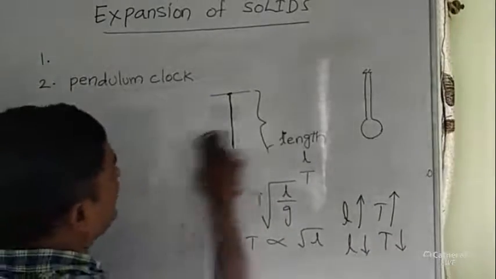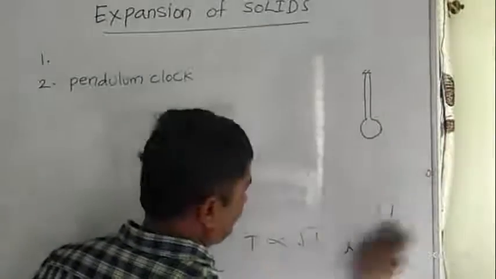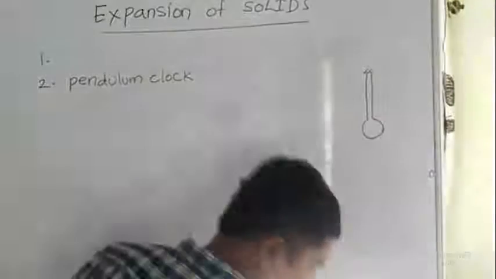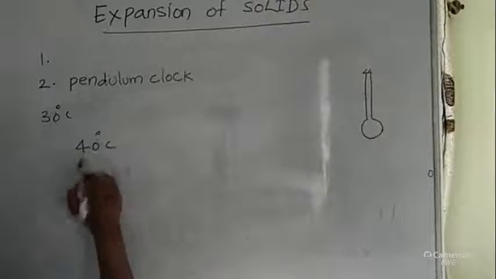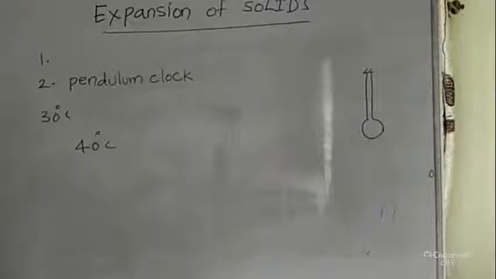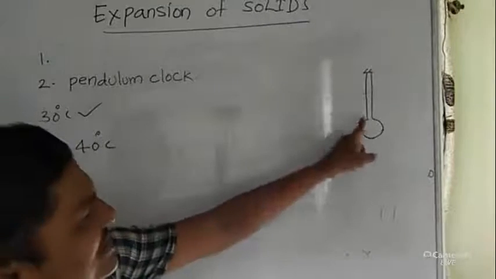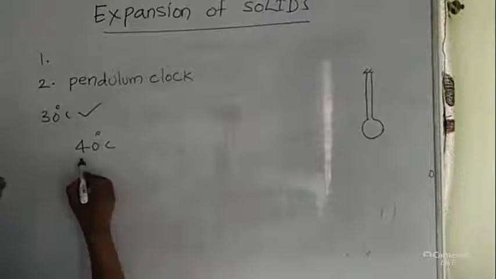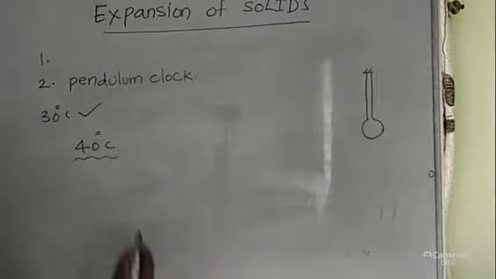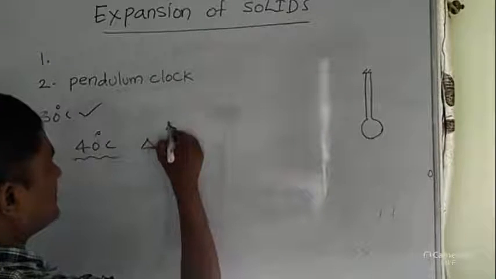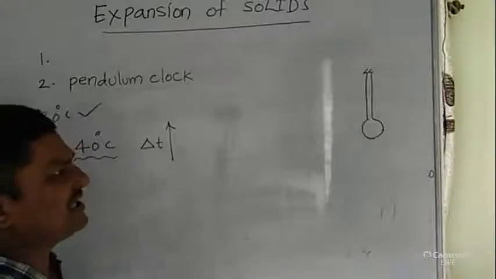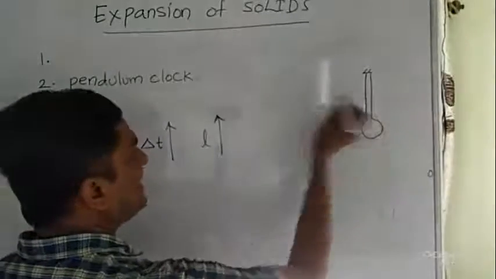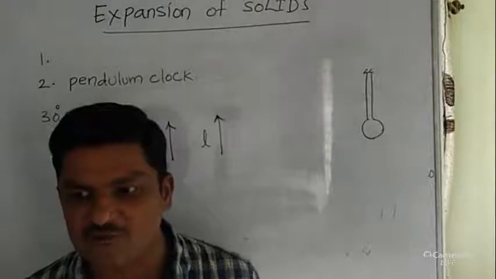So for example, here the pendulum clock is manufactured at 30 degrees centigrade and it is used at 40 degrees centigrade. The pendulum clock shows the correct reading at 30 degrees centigrade, but it is used at 40 degrees centigrade. That means the temperature increases. If the temperature increases, obviously the length of the pendulum clock increases according to the thermal expansion of solids.